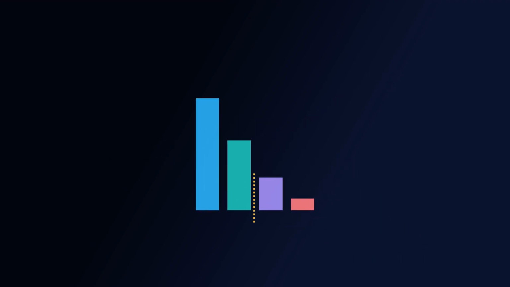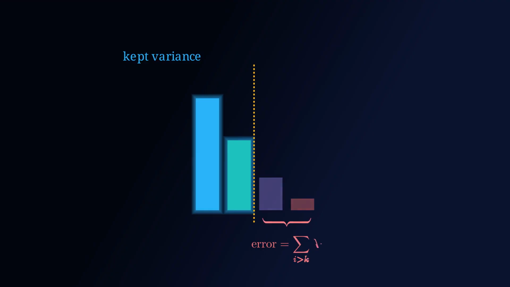And reconstruction error closed the loop, proving that keeping the biggest components isn't a hopeful guess but the mathematically optimal thing to do. Every eigenvalue you drop is exactly the error you accept, no more, no less. That clean accounting is what makes PCA trustworthy.